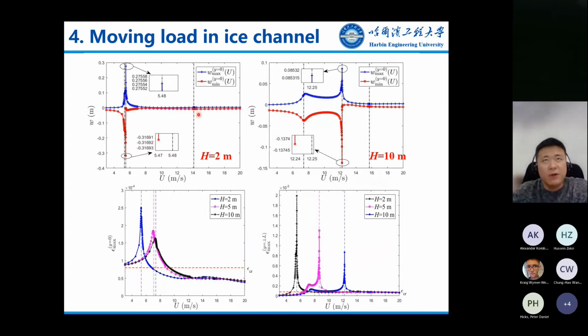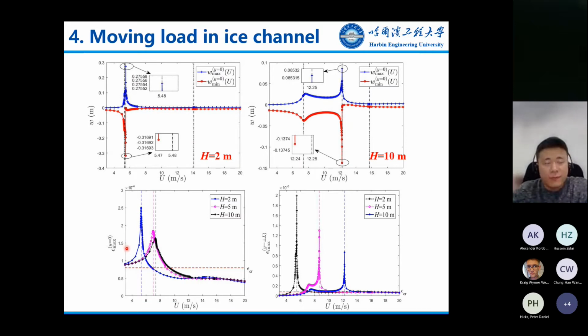We plot the maximum and minimum ice deflection for water depth equal to 2 meters and equal to 10 meters. We also note that the maximum ice deflection occurs at the critical speed for long waves, and the minimum ice deflection occurs slightly smaller than the critical speed for long waves. Also, this phenomenon can be observed for water depth equal to 10 meters. So we can conclude that this phenomenon is independent of the water depth.